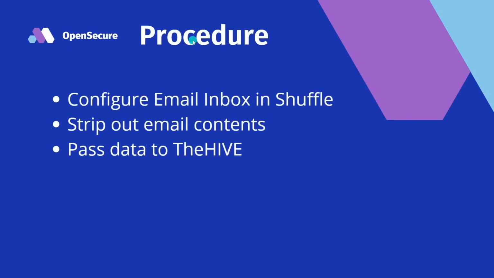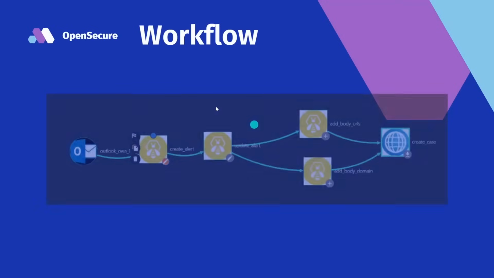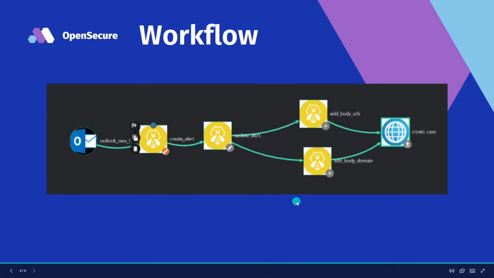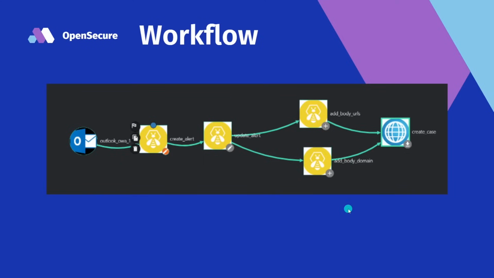And so the procedure for this demo, we'll first configure our email inbox within Shuffle so that we can take advantage of O365's API to be able to grab unread emails. We're then going to strip out the email contents, and then we're going to pass that data to the Hive, so that the Hive will be our storage place where we can see emails that we receive from users who suspected a phishing attempt. And this will be kind of the workflow and what it'll look like when everything is said and done. But enough of that, let's go ahead and jump into it.